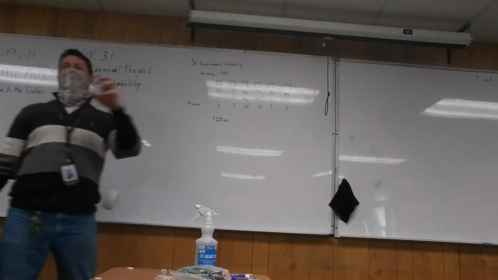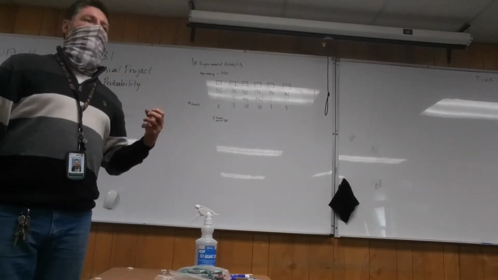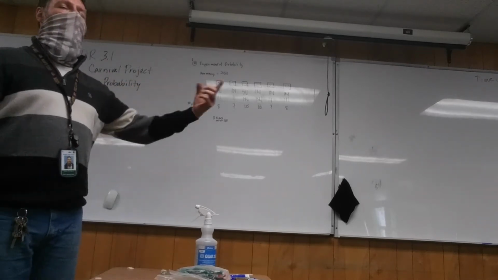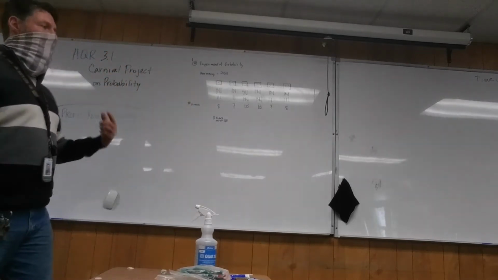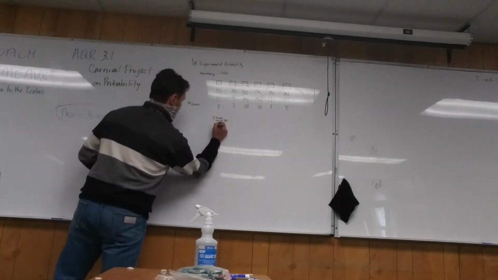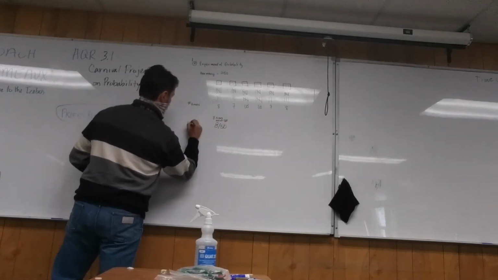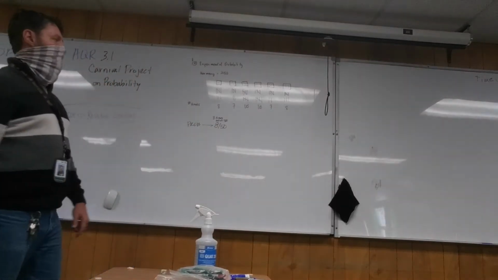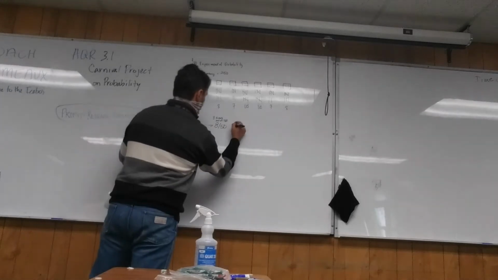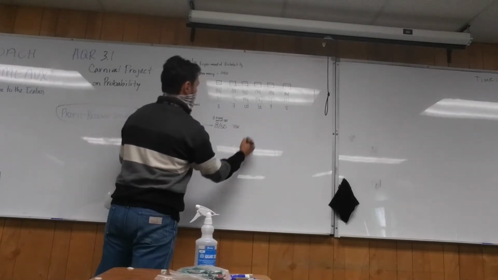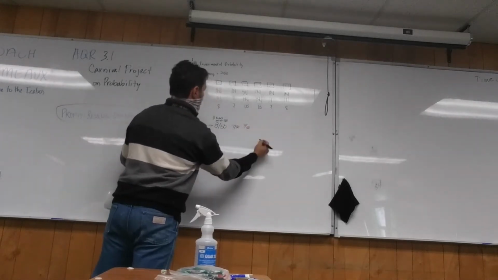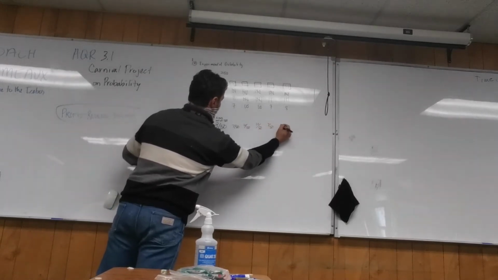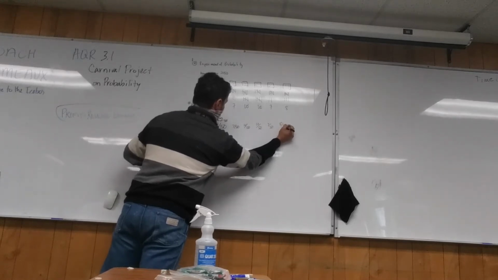So if we rolled it 8 times out of 50, what do you think our probability is going to be? Experimentally, the probability of rolling a 1 on our 50 tries is 8 out of 50. That's 7 out of 50 for rolling a 2, 10 out of 50 for rolling a 3, 10 out of 50 for rolling a 4, 7 out of 50 for rolling a 5, and 8 out of 50 for rolling a 6.